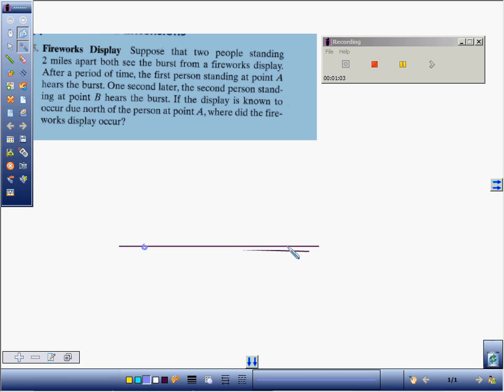So let's call this person A, and let's call this person B, directly north of person A. So here's person A and here's person B. I think we did one, and their distance is 2 miles. And since everything is in feet, we're going to call this not 2 miles, but 10,560 feet apart there.